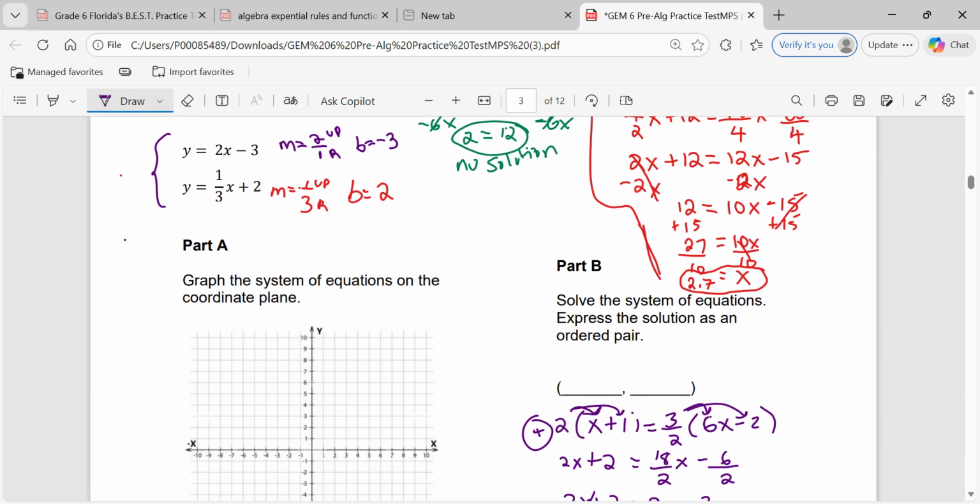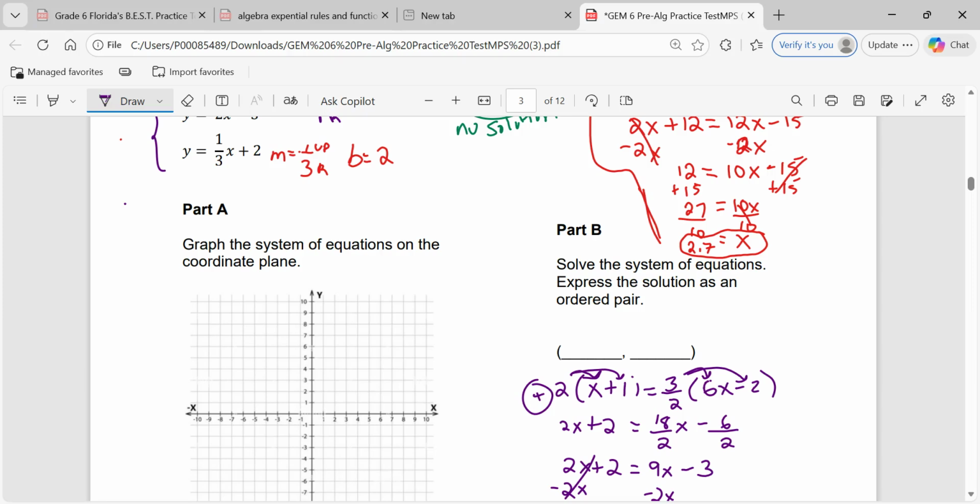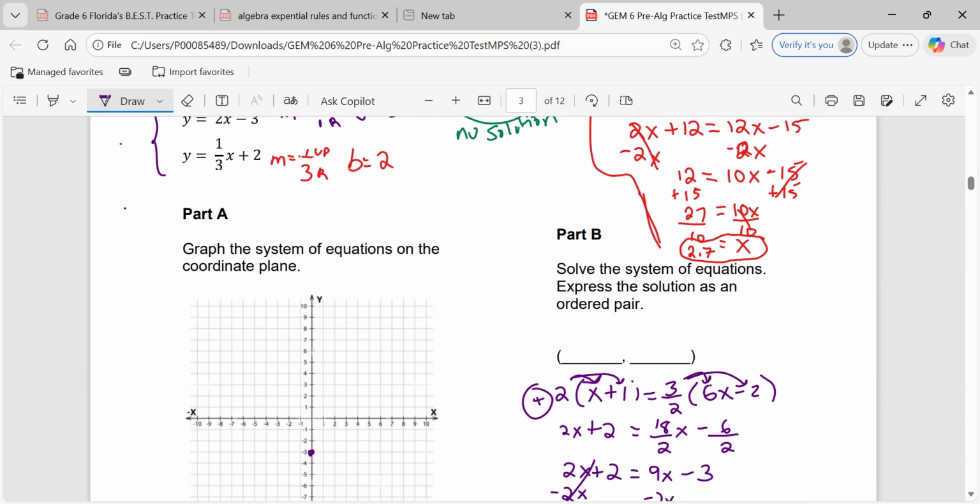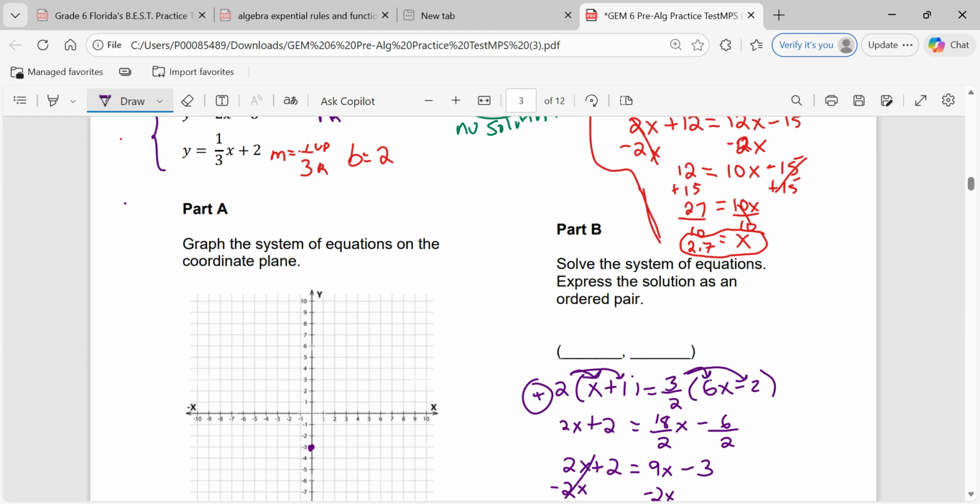I'm going to start at negative 3. And then it says that I'm going to go up 2, right 1, up 2, right 1, and so on. If I can't go up and right, I could also go down 2, left 1, down 2, left 1. And there goes my nice, almost pretty purple line.